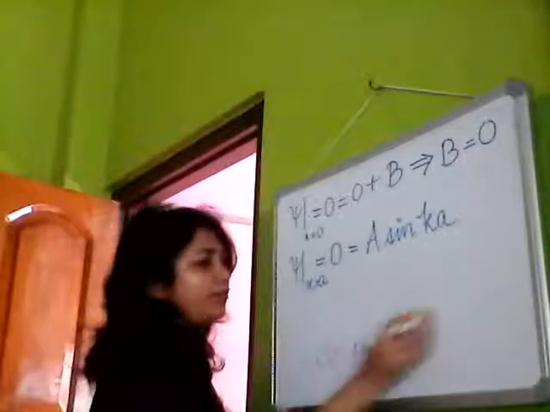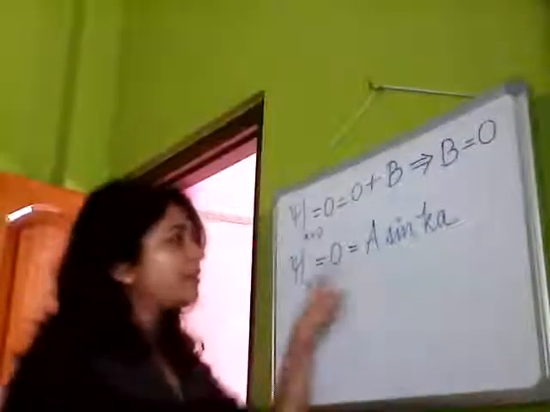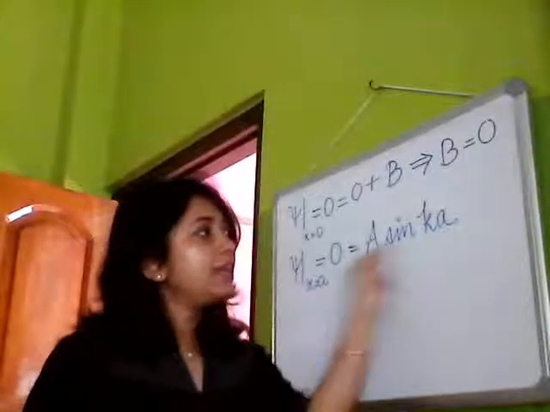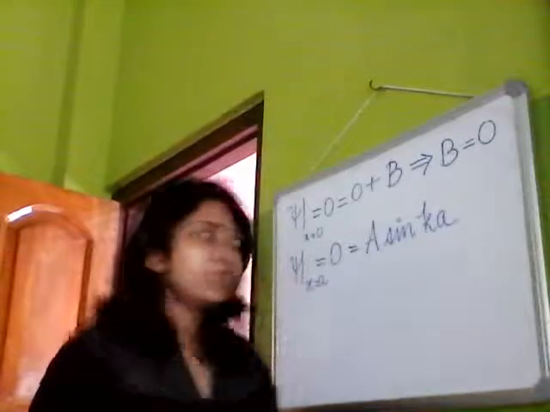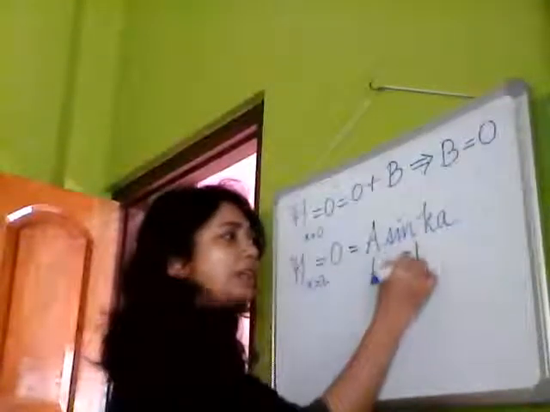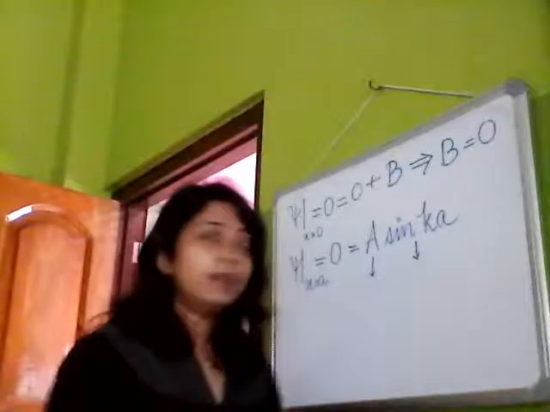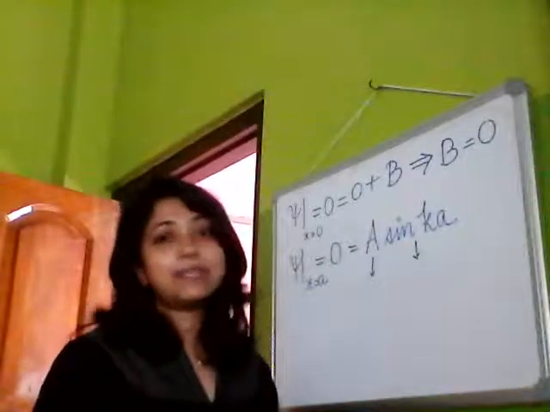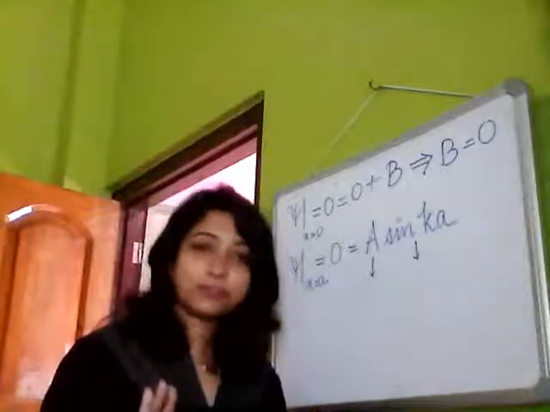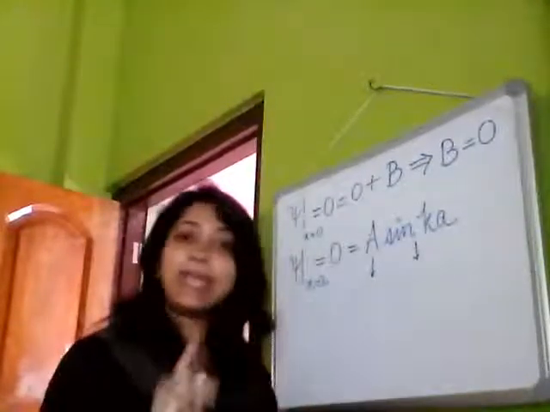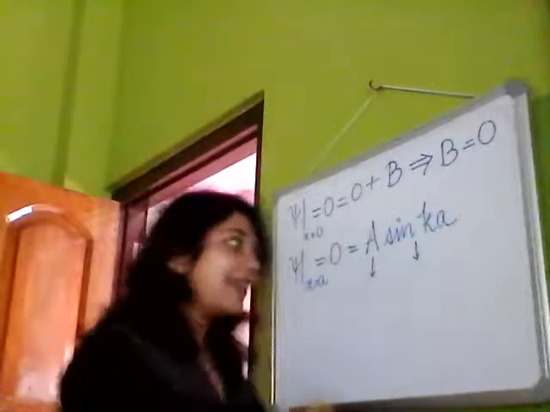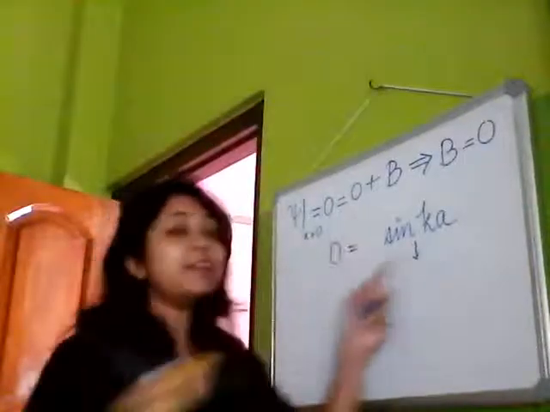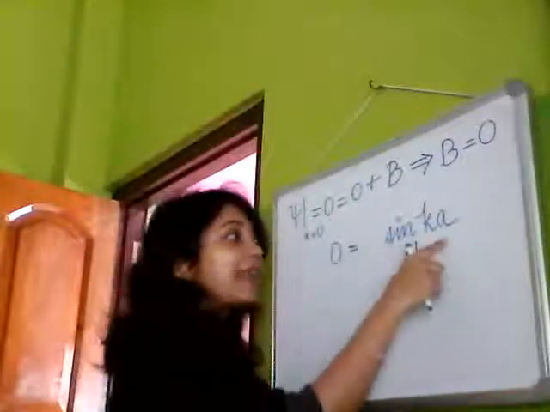Now I would like all of you to realize the fact that when I have written A sine ka is equal to 0, it is as if the product of A into the sine function is equal to 0. So either A can be 0 or sine ka can be 0. However, if I consider A is equal to 0, the entire wave function will vanish. So it is not a very plausible solution that we consider A is equal to 0. A cannot be equal to 0. So in that scenario, what will be equal to 0? The sine part will be equal to 0. So sine ka is equal to 0.